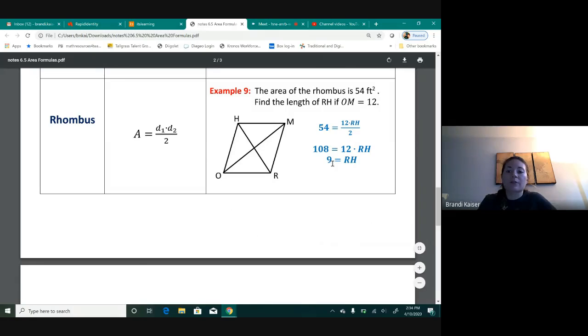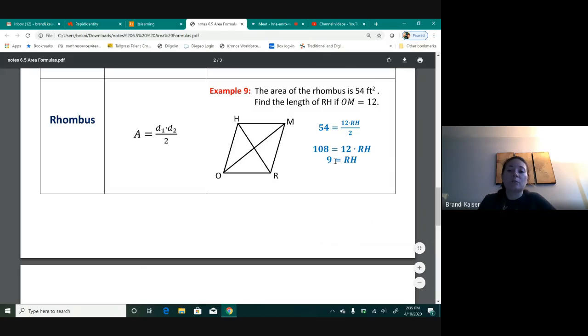So if we follow their steps, to move this 2 to the other side, it's being divided right now, I got to multiply it. So 54 times 2 would give me 108 equals 12 times RH. And then when I divide by the 12, 108 divided by 12 would leave me with 9. So you could also, like I said, find it the other way. 12 divided by 2 would be 6. Then all I'd have to do is divide 6 to the other side, and 54 divided by 6, well, it's also 9. So multiple ways you can do that.